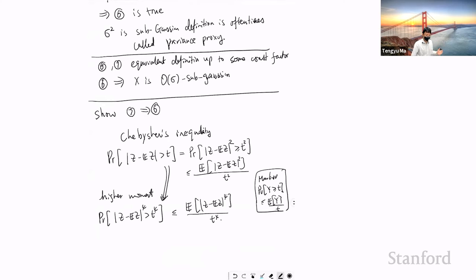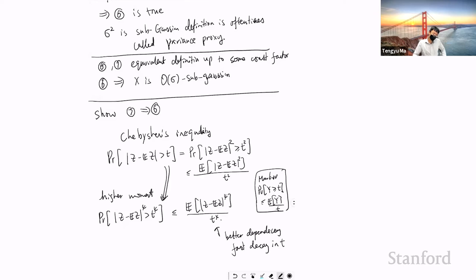So now you see that you have a better dependency on t, or faster decay in t, which is something we are looking for. We are finally aiming for exponential decay in t, but now we get something better than t squared. We get t to the 4.